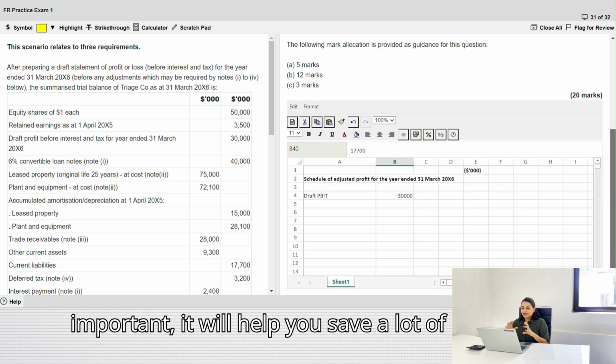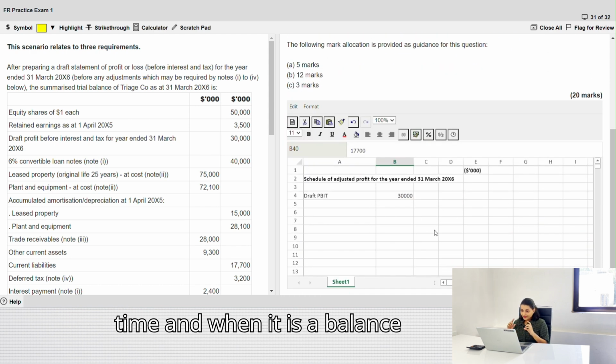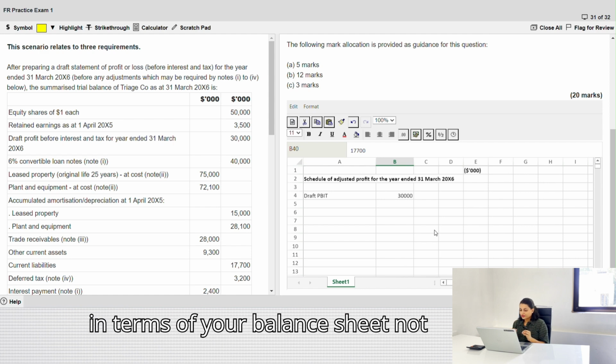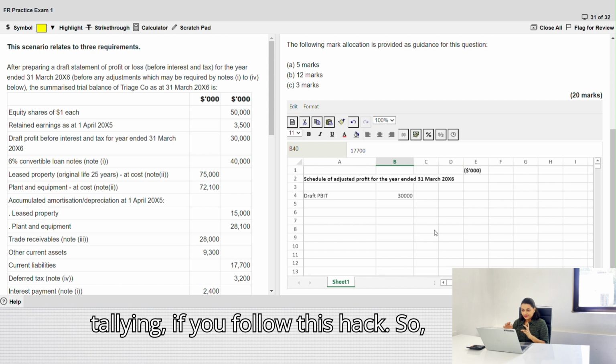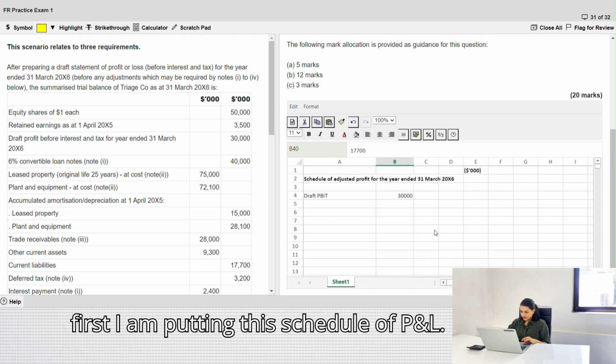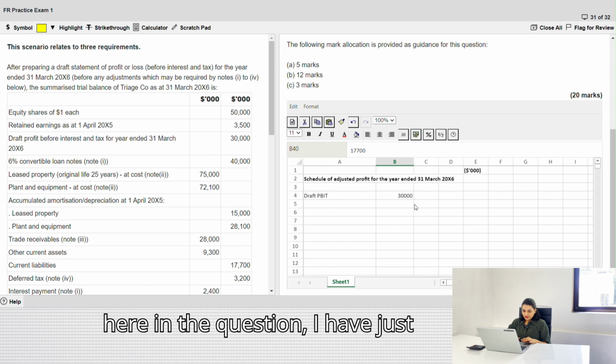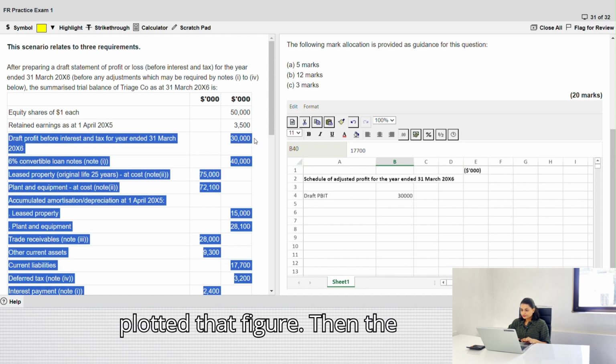Very important. It will help you save a lot of time, and when it is a balance sheet question, you will never go wrong in terms of your balance sheet not tallying if you follow this hack. So first I am putting this schedule of P&L. So what is the draft profit given to me here in the question? I have just plotted that figure.